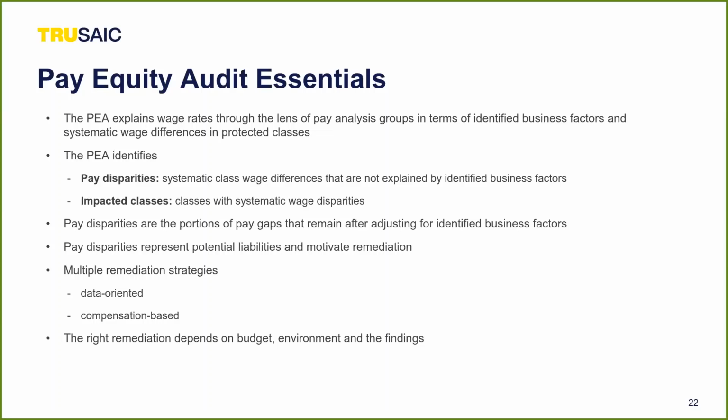Part of a pay equity audit and ongoing monitoring is to provide remediation strategies. Some are data oriented, and some are about getting those legitimate business factors correct, because collecting that data can be costly, and it may be worth investing in additional measures of performance if it's going to help explain compensation differences. And then the other dimension of remediation is actually making compensation adjustments. And the right approach depends on the context, obviously.